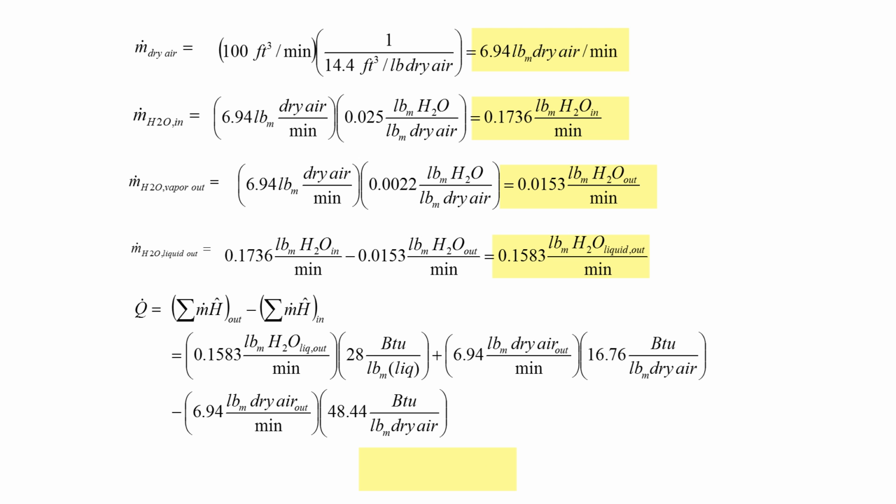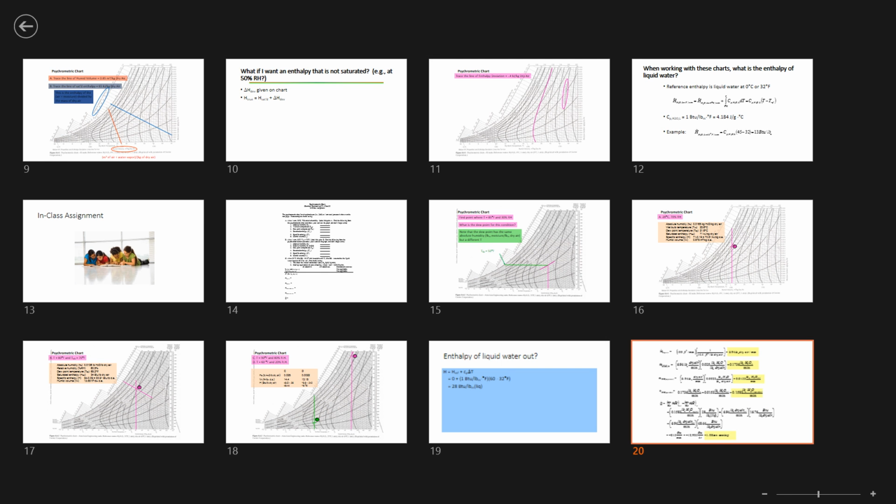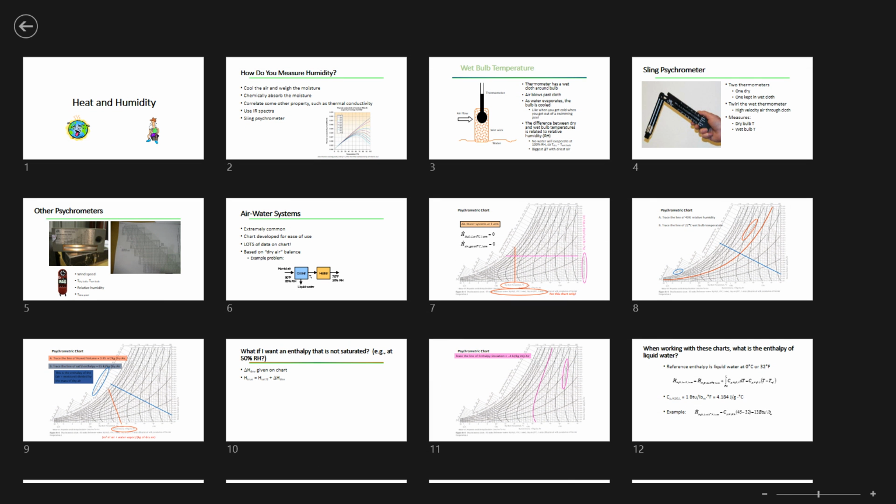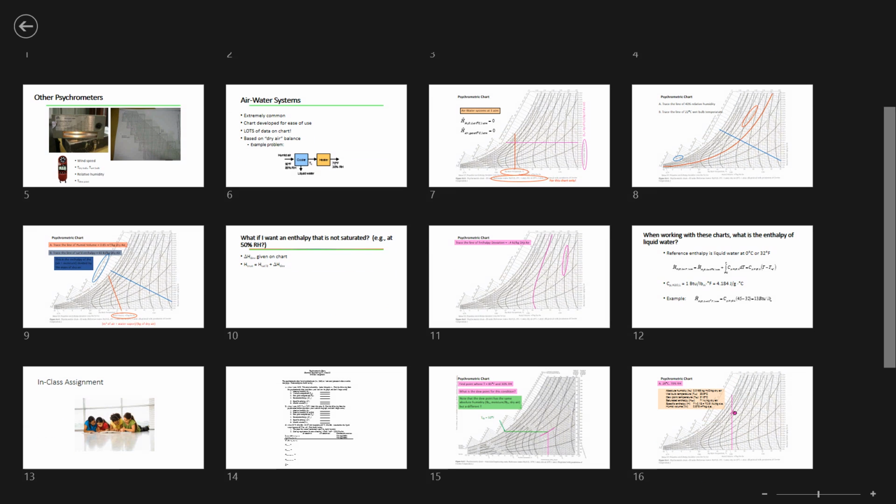Okay, so that's it for this presentation on psychrometric charts. We looked at heat and humidity, and particularly this air-water system, and just using these charts to do some of our calculations. We also talked, just briefly, about how we measure the wet bulb and the dry bulb temperatures, and how that's useful. These air-water mixtures are very, very common in engineering applications. So that's why we have these charts and we do these types of calculations.